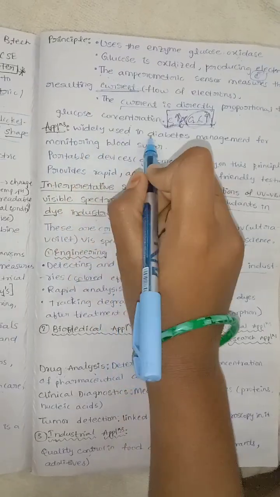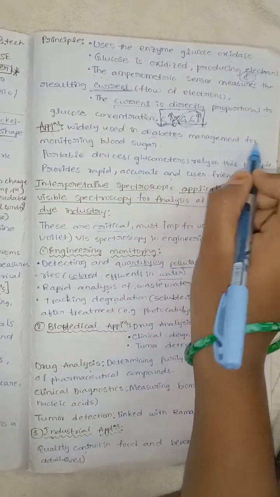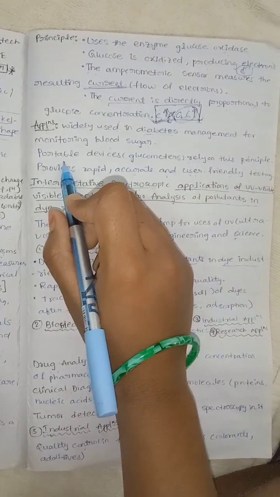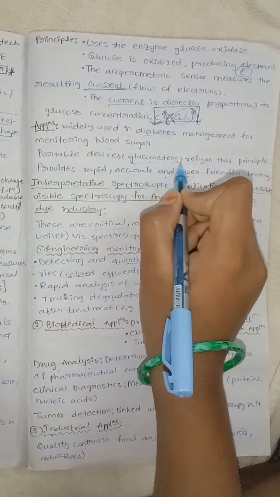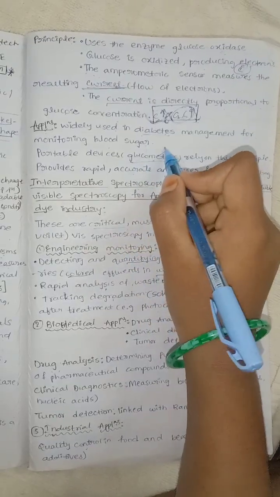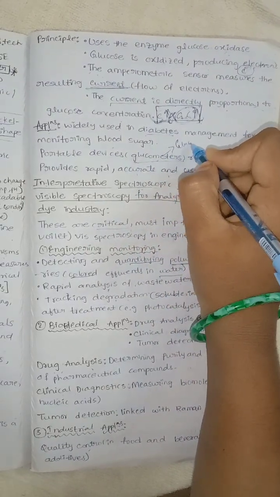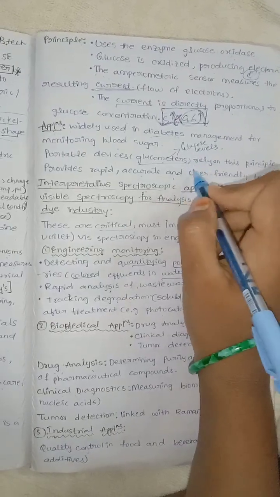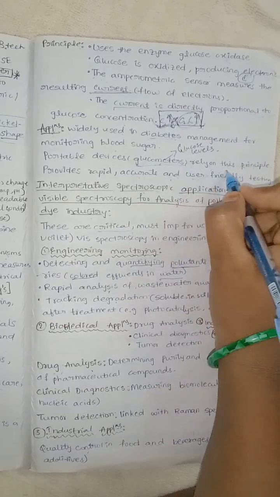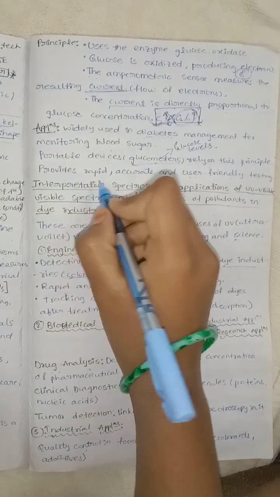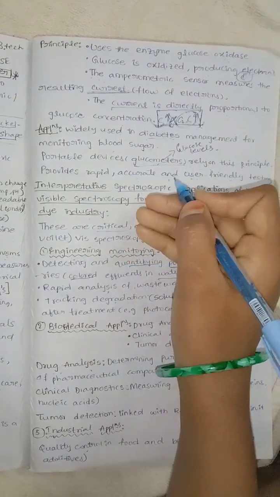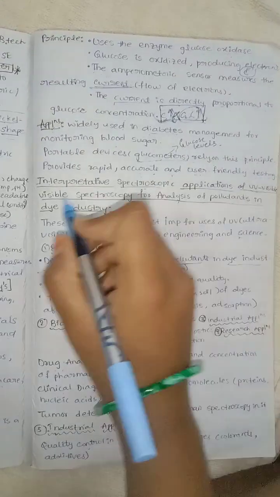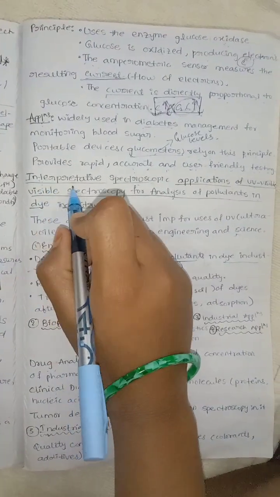Applications: it is widely used in diabetes management for monitoring blood sugar levels, and in portable devices like glucometers. A glucometer is used to measure glucose levels in blood, and based on this principle it provides rapid, accurate results and is user friendly for testing purposes.